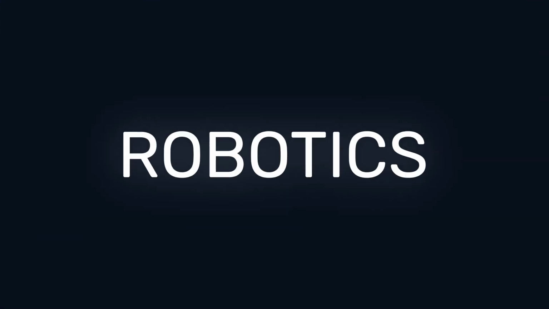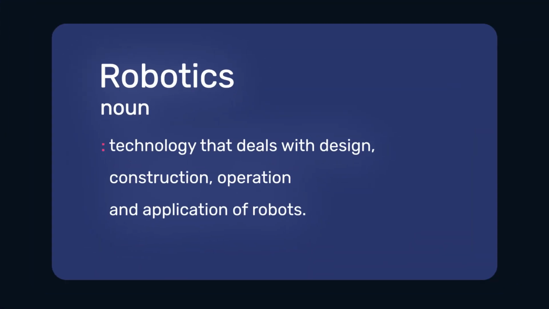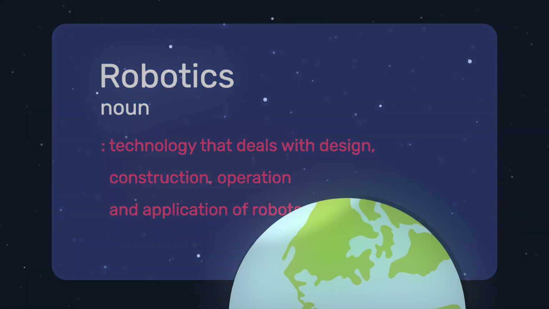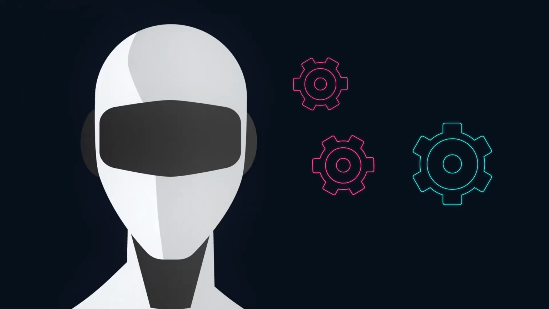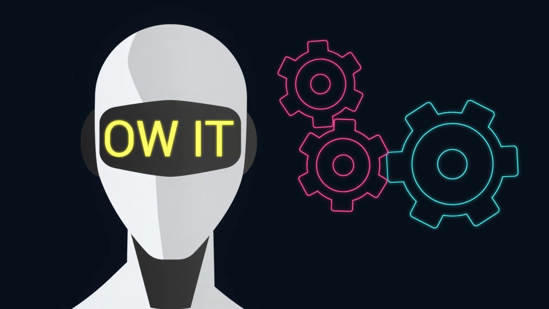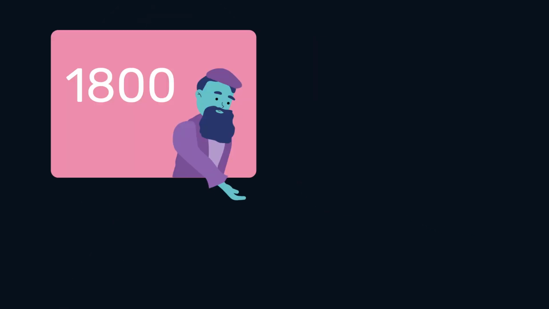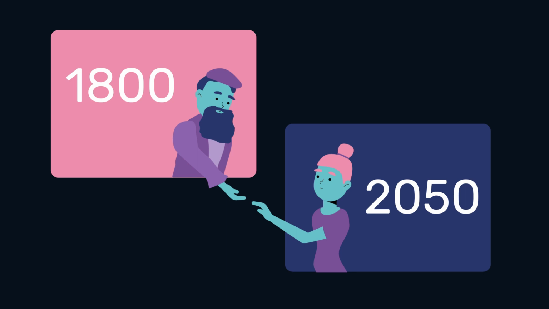Robotics, described in the dictionary as the branch of technology that deals with the design, construction, operation, and application of robots, is taking over our world. In this video, we are going to give you a simple understanding of how robotics works and why our past and future can rely on this type of technology.